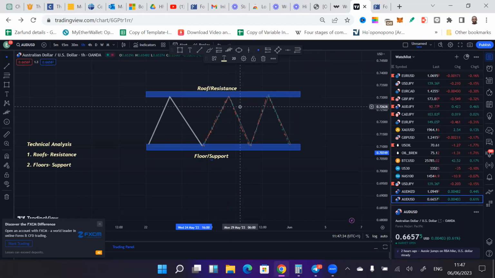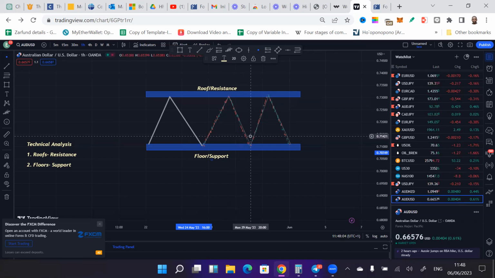Sell means that it came from a higher point to a lower point. Buy means that it came from a lower point to a higher point. So if price is selling, it's coming down. If price is buying, it's going up. Okay, so now think about it. When price hits a roof or a resistance, it sells. When price hits a support, it buys.